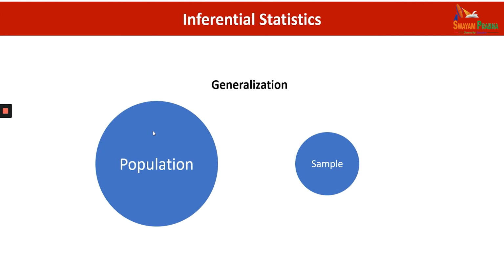Now, in this process, whenever we want to generalize any finding to the larger population, in this case, we have to take the help of the hypothesis. Hypothesis will tell us whatever we have found in sample, whether the same thing is happening in the population or not. Now question comes, how do I test the hypothesis?